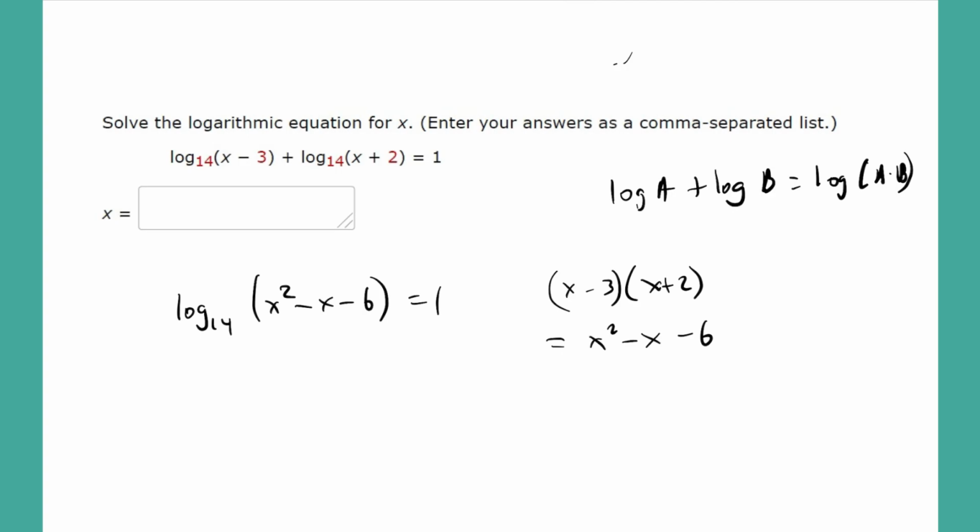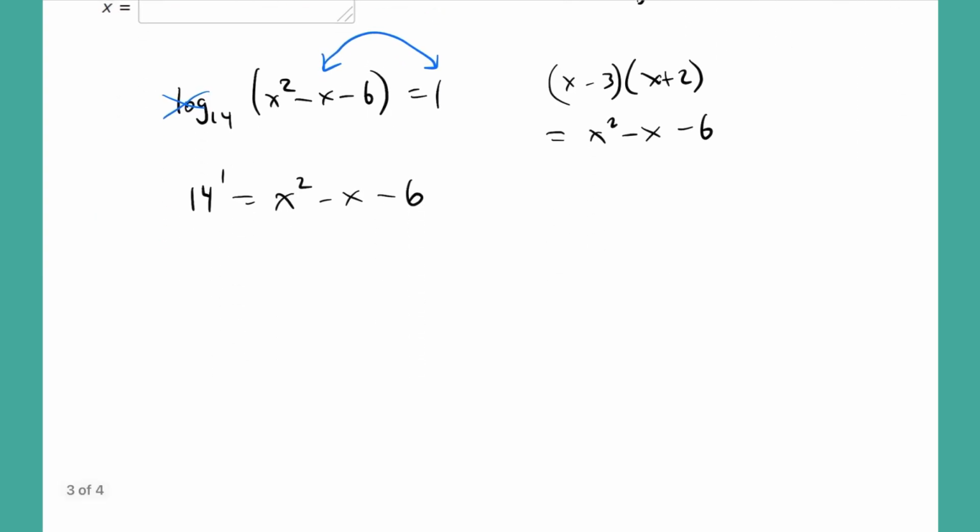So now we can convert this into exponential form by crossing out the word log, swapping these two, and the base is 14, the exponent is 1, and that's equal to x squared minus x minus 6. All right, we can subtract 14 from both sides to make that equation equal to 0.